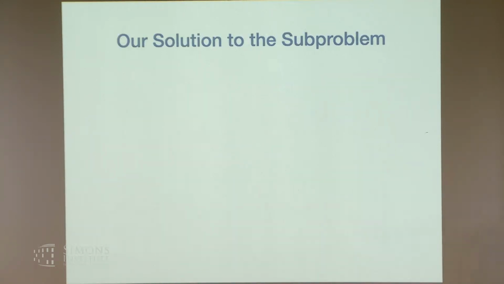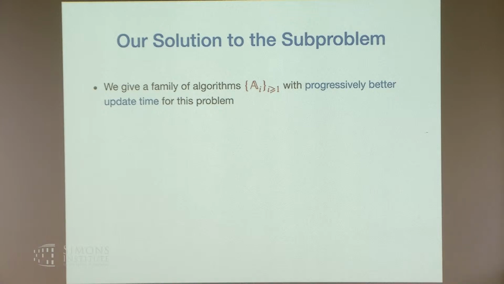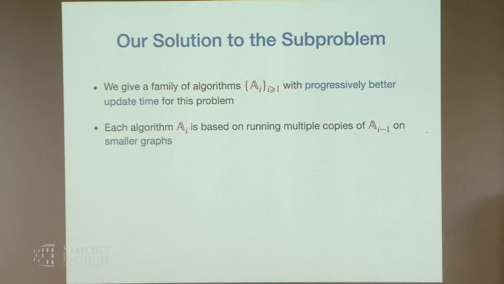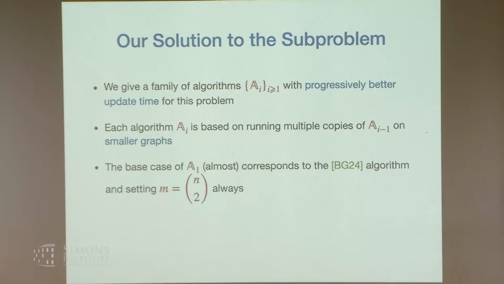Okay. So what is the solution to this problem? We are going to give a family of algorithms, like A1, A2, etc., AK. It's a somewhat recursive algorithm that has, I guess I should have said, better query time for this problem. Each of these algorithms is based on running multiple instances of the previous level algorithm. And the base case of these algorithms is more or less really the same as the algorithm of Sohail and Alma. I think what happened is that we just put that algorithm in a different context, more or less.